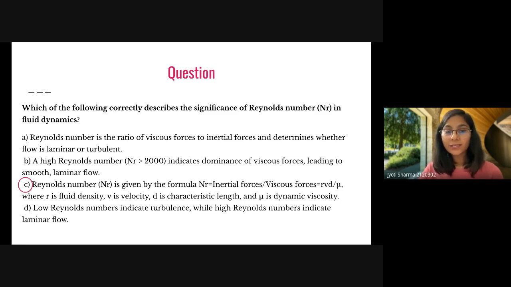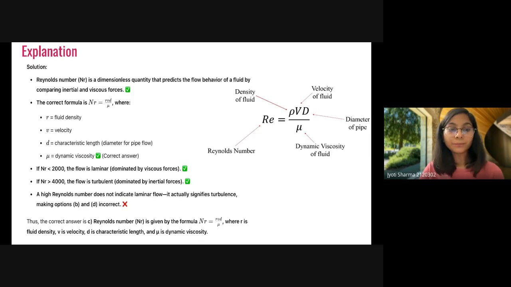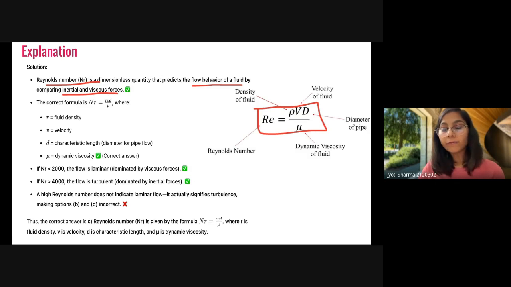So the answer is C, and let me show you how. This Reynolds number is actually dimensionless, so it doesn't have any unit, and it tells you the flow behavior of the fluid by comparing the inertial and viscous force. Here, this is the formula: Reynolds number is equal to rho, the density of the fluid, times V, the velocity of the fluid, times D, the diameter of the pipe, upon the viscosity of the fluid. So what is the significance of this?